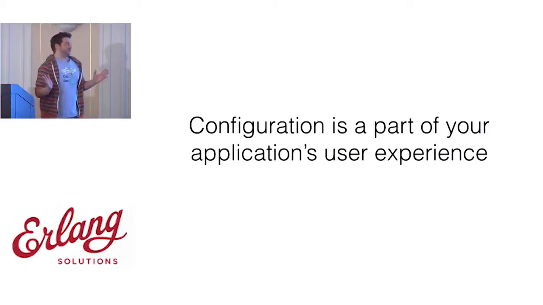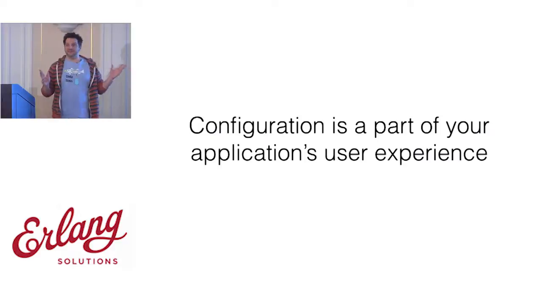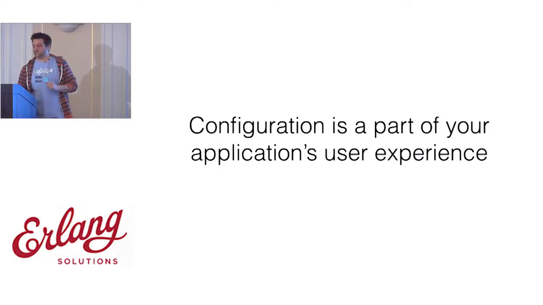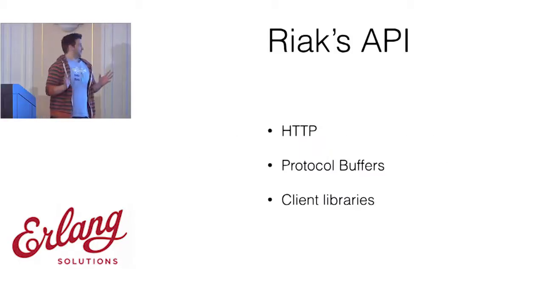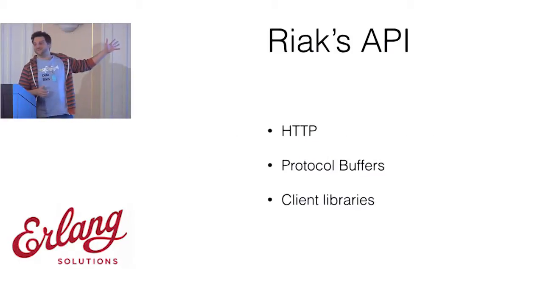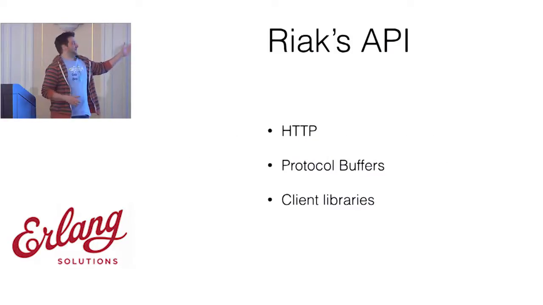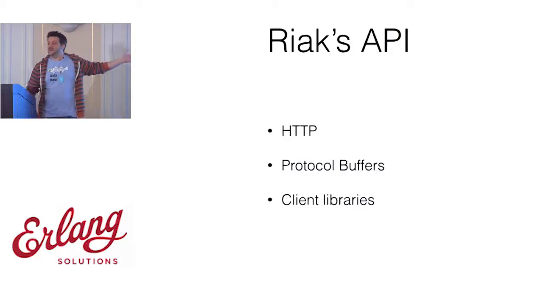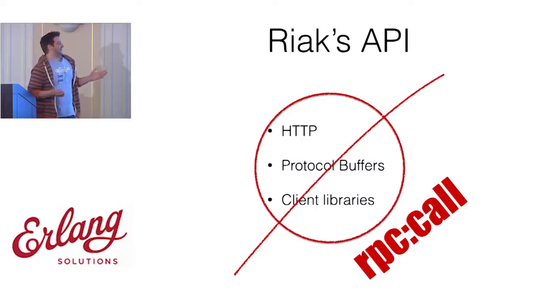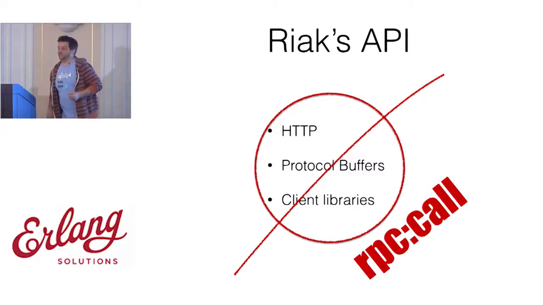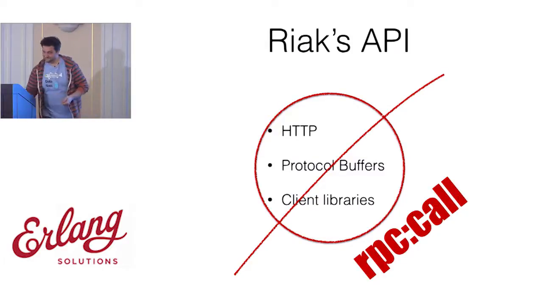So the problem with this approach is that configuration is a part of your application's user experience, and it deserves a little bit more than what OTP gives you for free. I'm hyperbolizing a bit here, but take the Riak API, for example. We've got an HTTP interface, we've got a protocol buffer interface, we've got client libraries, but what are we really doing? We're really writing keys and values to a data store. So why do we need all this syntactic sugar when an RPC call will work just fine from any Erlang VM?